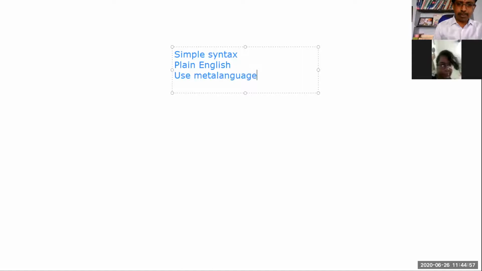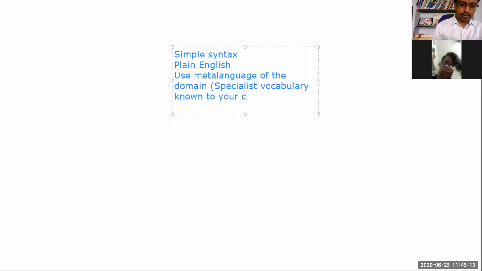What are those inputs? First, you will have to use simple syntax, plain English. If you're working in a company, then you'll have to use the meta language of the company, the domain language, the specialist vocabulary known to your circle. Whatever the circle, if it is known, then you'll have to use the meta language of the domain. Very important.